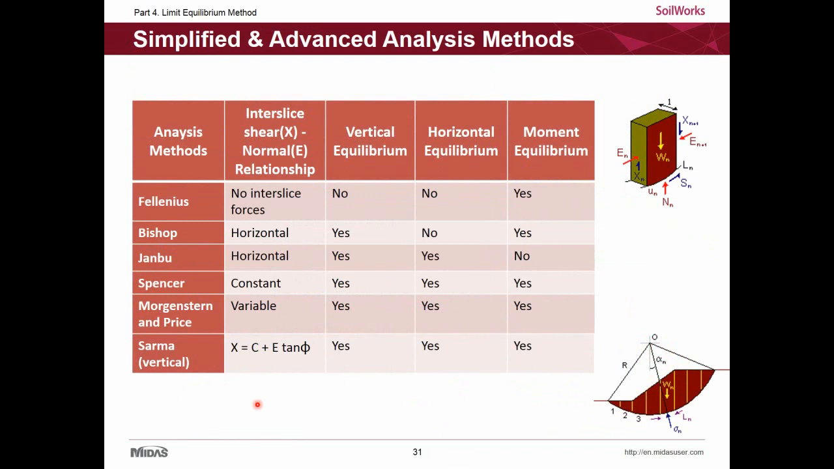Let us discuss the simplified and advanced analysis methods available for limit equilibrium method in SoilWorks. Simplified are the Fellenius, Bishop's and Janbu, which are quite old. Bishop's disadvantage is that it doesn't consider the horizontal equilibrium, whereas Janbu does not consider the moment equilibrium. These are the drawbacks of the older methods. Advanced analysis methods include the Spencer, MNP and Sarma. These consider all sorts of equilibrium, and they give much more accurate results compared to Bishop and Janbu.